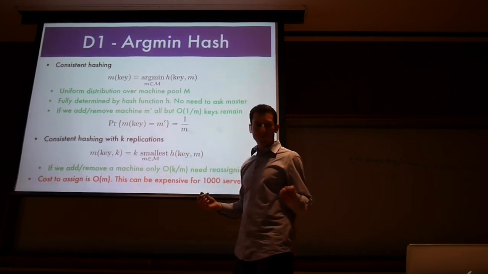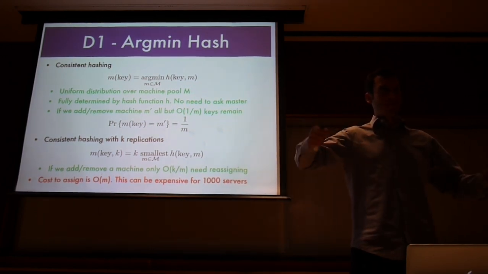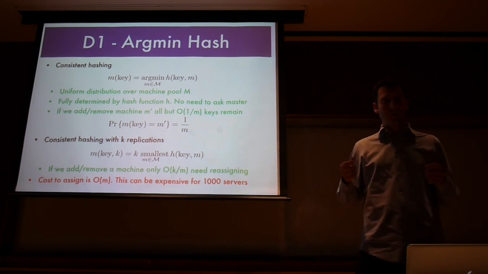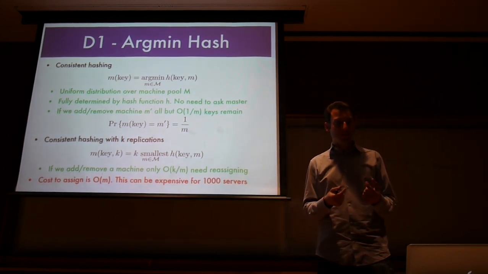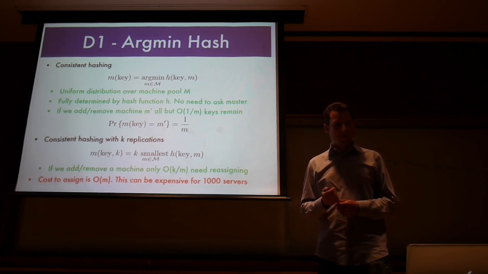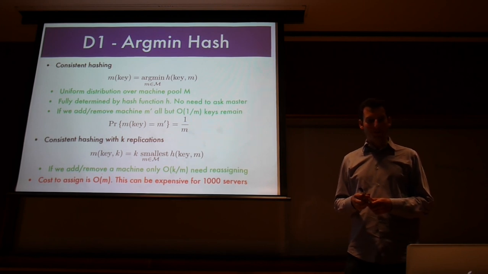And it's fully determined by this hash function, so I don't really need to explicitly store a table of which key goes to which machine. The hash function is all that I need, and that's a very compact representation. Now, the really cool thing is that if we add or remove a machine, we only have to swap a small number of keys.